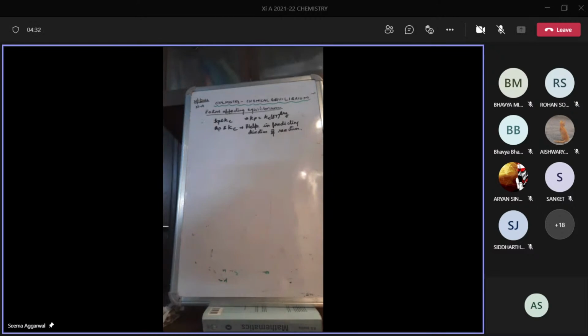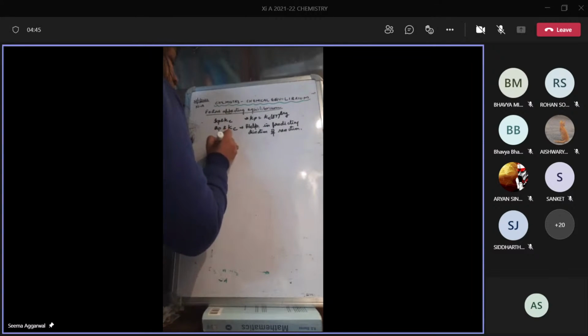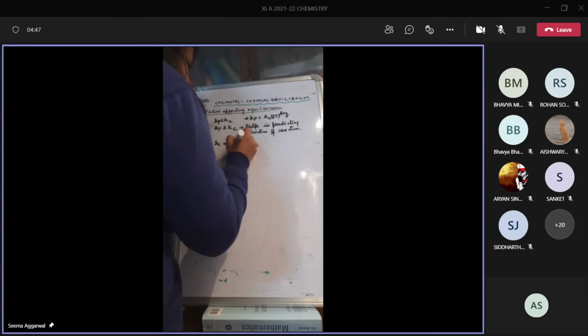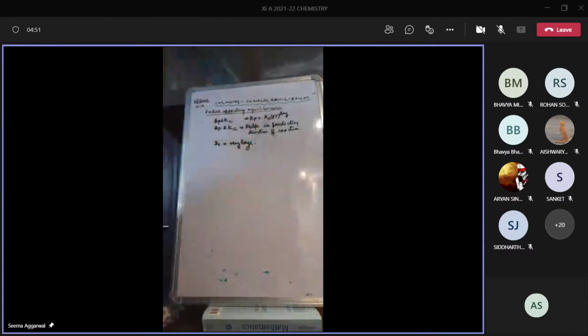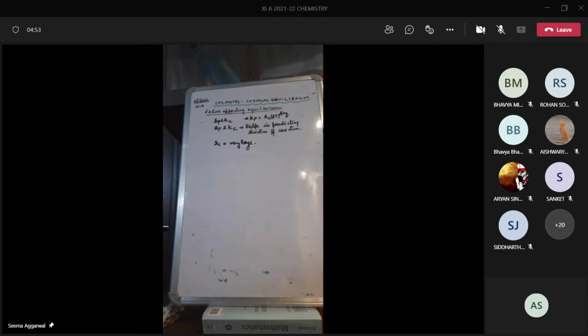Okay. So what we have done is the relation between Qc and Kc, which helps in predicting the direction of a reaction, whether it is going in the forward direction or in the reverse direction. Now, if the value of Kc is very large, what does it mean? At equilibrium, concentration of products is more.